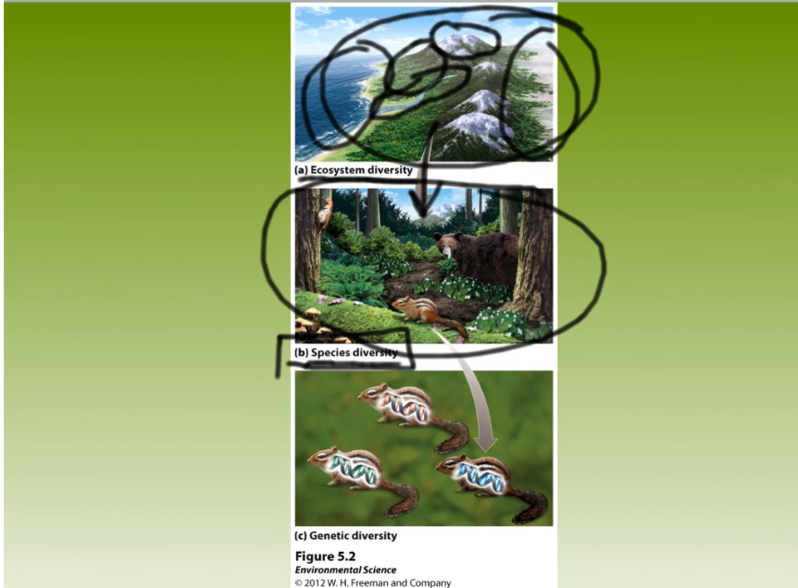And then we also have genetic diversity. Within one single species, we have a variety of genes, and this is called genetic diversity. They use different colors in these different chipmunks, which have different genes, and so there's a genetic diversity, which is going to be the basis for change over time and evolution.